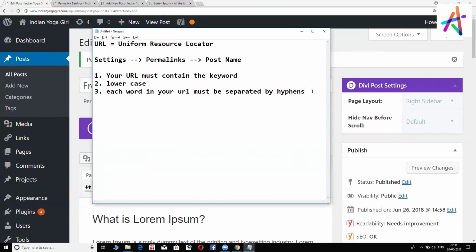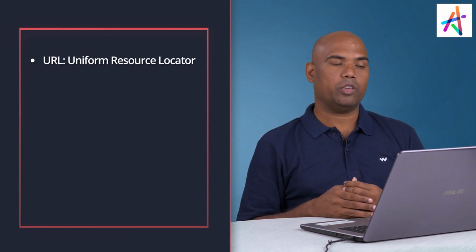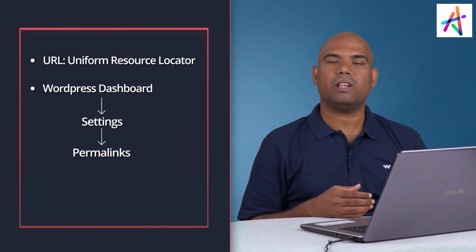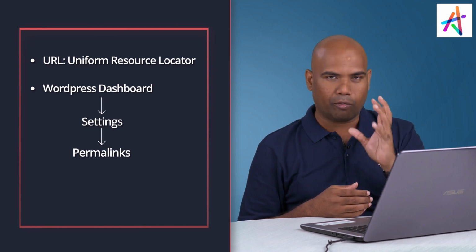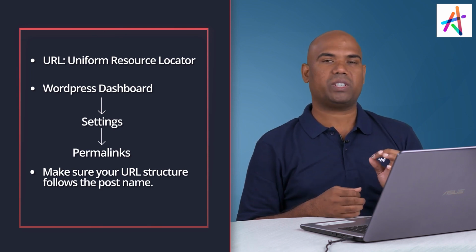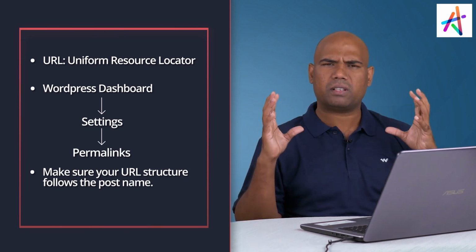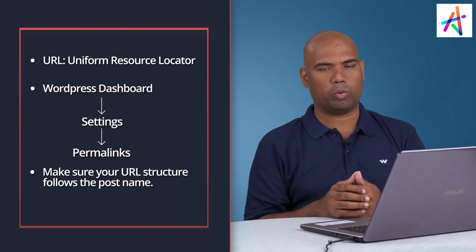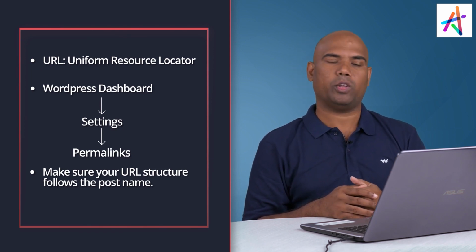Okay, and yep, keep it short. Number four, keep it as short as possible. Keep your headline, keep your URL as short as possible. Okay, so quick recap. URL stands for Uniform Resource Locator. You would want to go to your WordPress dashboard, get into settings, and then get into permalinks, where it has multiple different options for your URL structure. Make sure your URL structure follows the post name. Post name is the right one, because that gives a descriptive post name URL for the blog post or the page. Okay, so that's about URL structure.